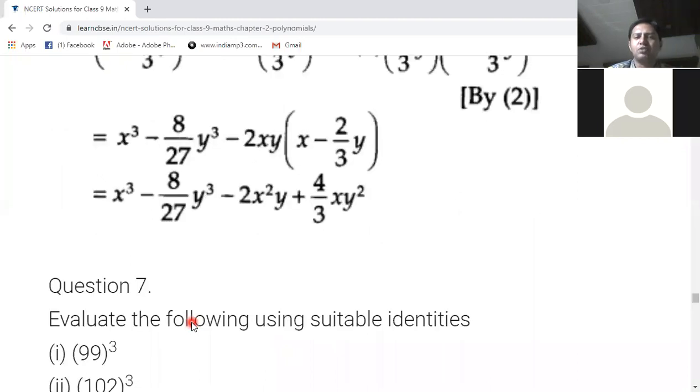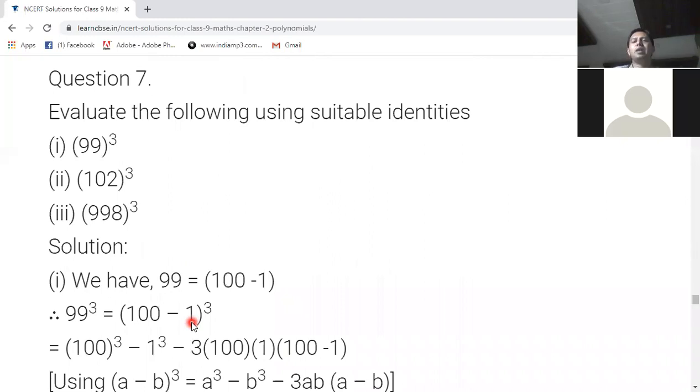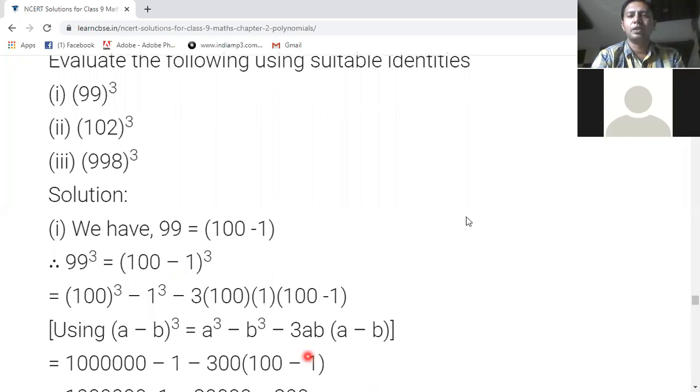Now the seventh question is 99 whole cube. We can write 99 as 100 minus 1. So if we write 99 as 100 minus 1, we'll get (100 minus 1) cube. We'll apply the identity of a minus b whole cube here, that is a cube minus b cube minus 3ab times a minus b. Instead of a we have 100, instead of b we have 1. It is 100 cube minus 1 cube minus 3 into 100 into 1 times (100 minus 1). Now while substituting the values and calculating, we'll get the answer.